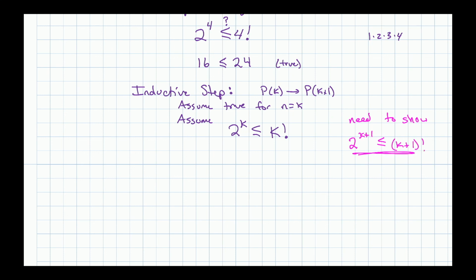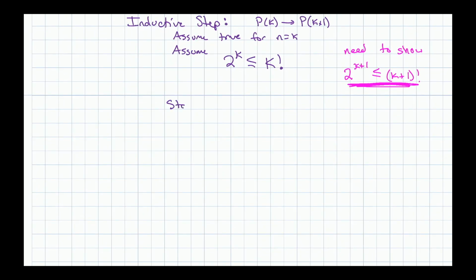So, keep your eye on the prize here, right? This is what we're trying to end with. So let's start with the induction hypothesis as we did before. We're going to start with this, 2 to the k less than or equal to k factorial. Now, a lot of these, you know how to do them because you saw somebody show you. And that's what's going to happen here.